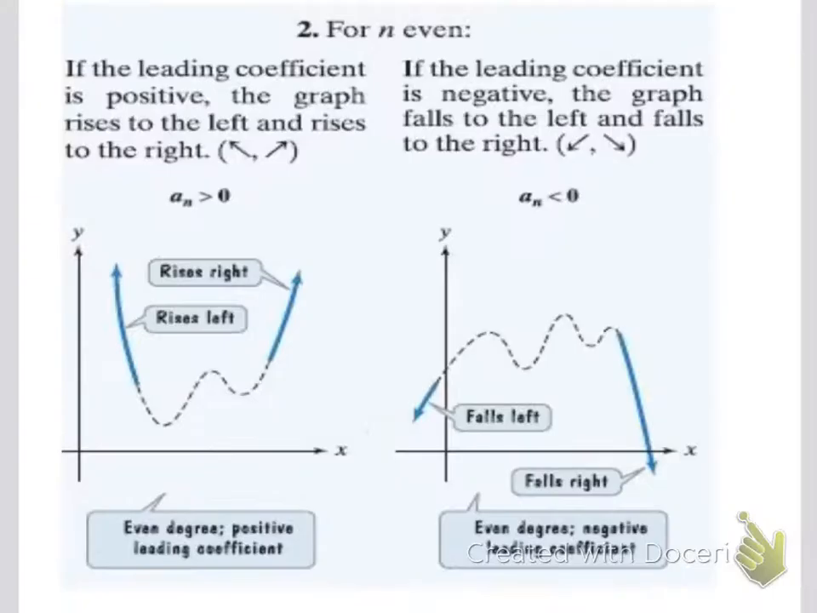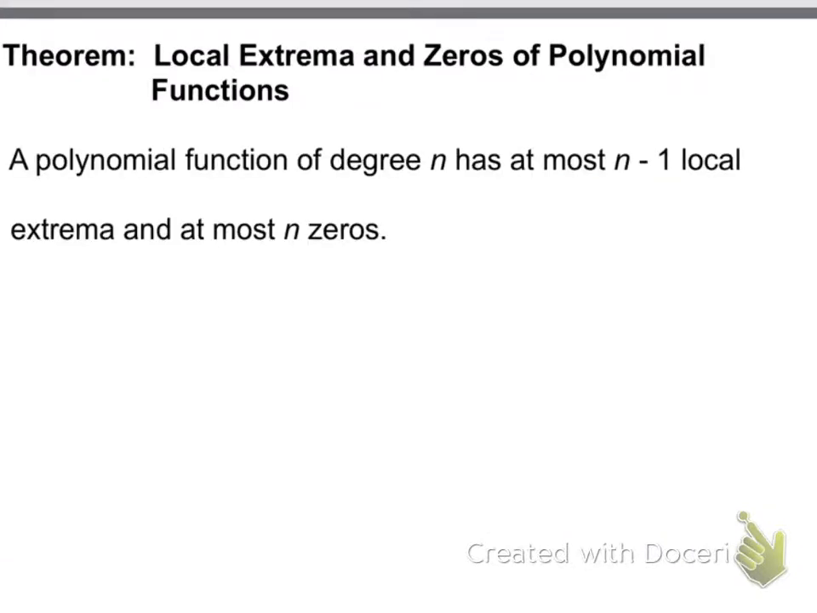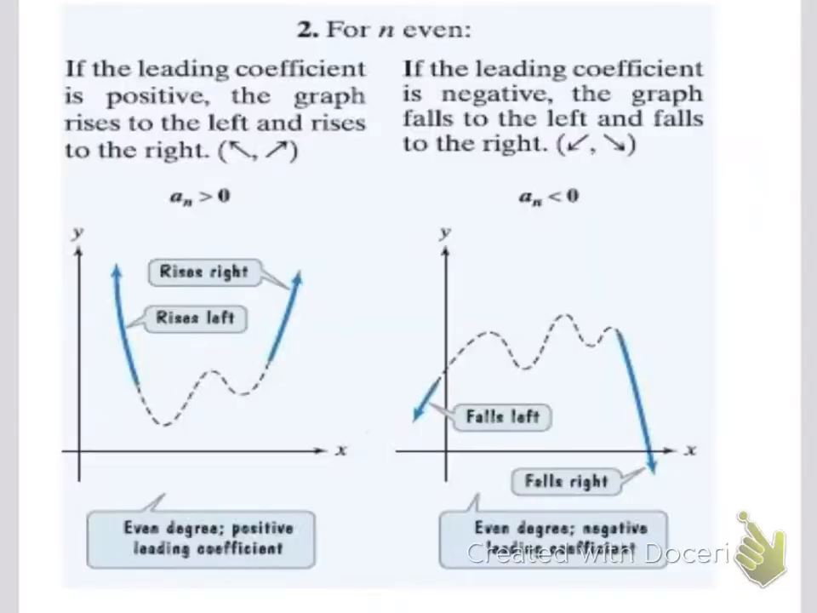Now, for the quartic, what did we see? We saw that the end behavior, if it started up and ended up, if it started down and ended down, so the end behaviors were the same. Well, that is the same for any even polynomial function. So x to the 6th, x to the 8th, anything like that, you're going to have this same pattern of end behavior.